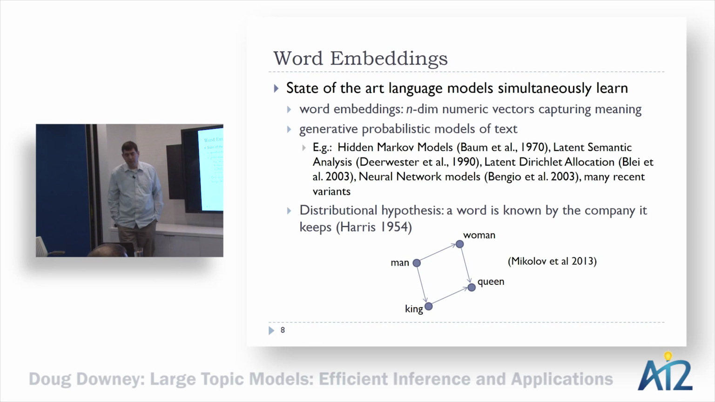All right. So, word embeddings. The best language models, the best models for assigning probabilities to sequences of text, do two things. They learn n-dimensional numeric vectors that represent words, right? Think of n as being like 1,000, so we learn 1,000 dimensions for each word. Man has a vector and woman has a vector. And then we learn a generative probabilistic model that uses those embeddings to predict probabilities of sequences of words.